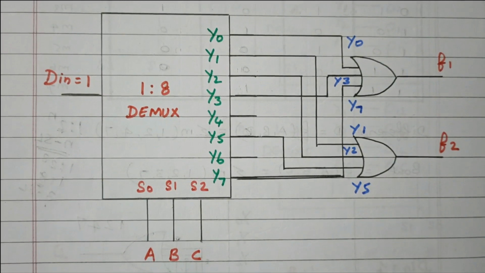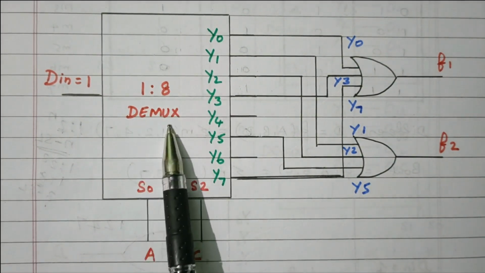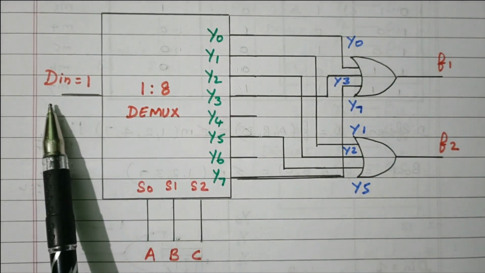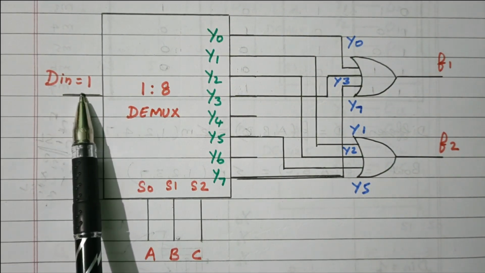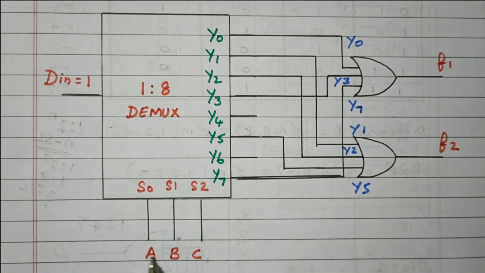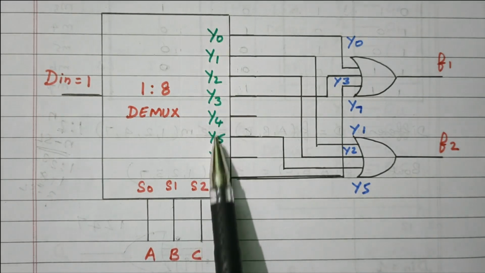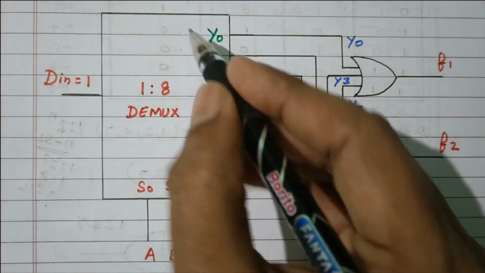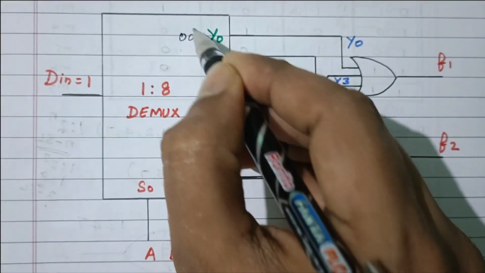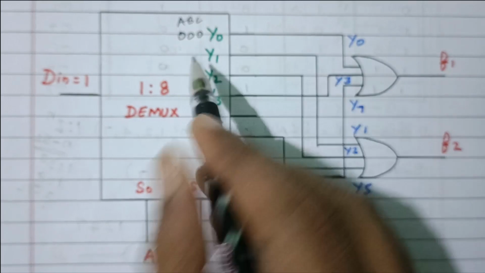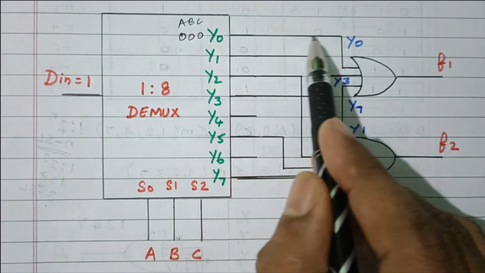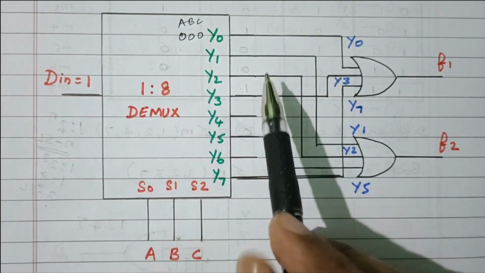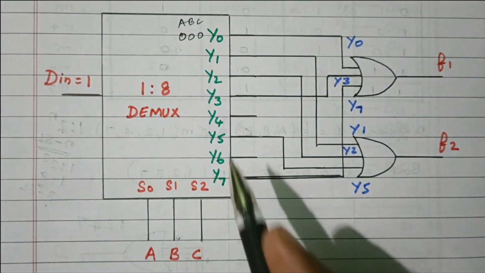So this is the 1 to 8 demultiplexer, 1 to 8 Demux. The D input is given as logic 1. These are the 3 selection lines. Based on the value of the selection lines, the output will be produced. For example, A, B, C equal to 0, 0, 0 means Y0 will produce the output. This 1 will be available at Y0. All other outputs will be 0.